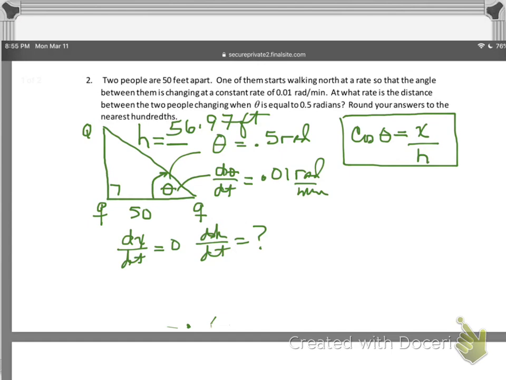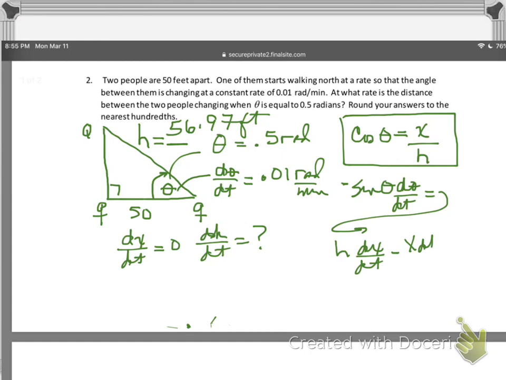So the cosine of theta, that derivative, moving from the left to the right, is going to be negative sine theta d theta/dt equals. Now I have the quotient rule, so I'm going to do that down here. So low d high, so that's dx/dt, minus high d low, just dh/dt, all over h squared. Okay, so let's see what we can do with this. My goal is to get this dh/dt. So right now, why don't we take this little piece, and we'll do this on the next page.